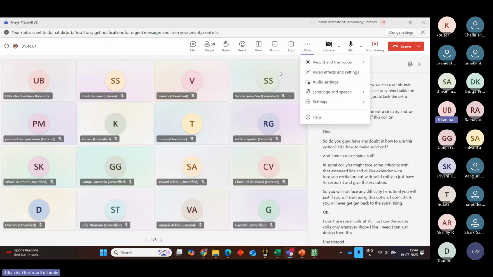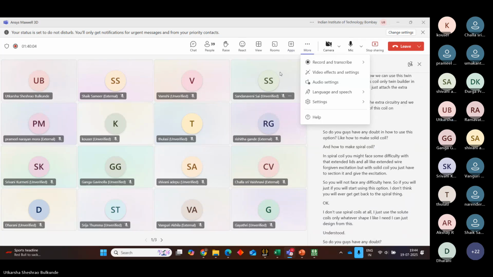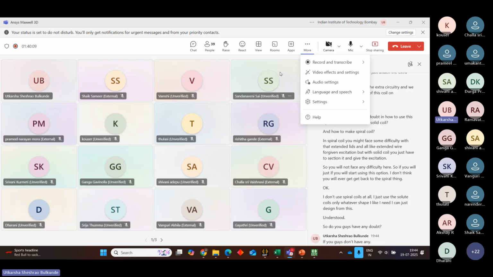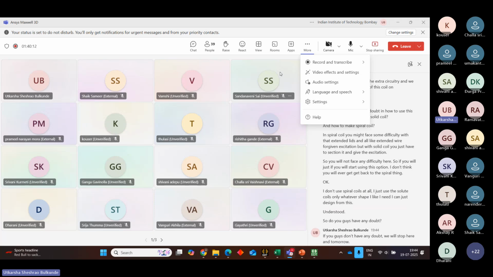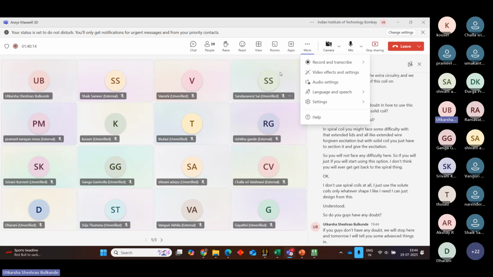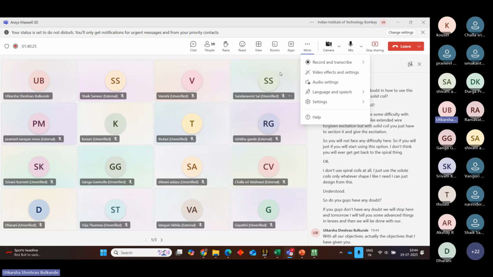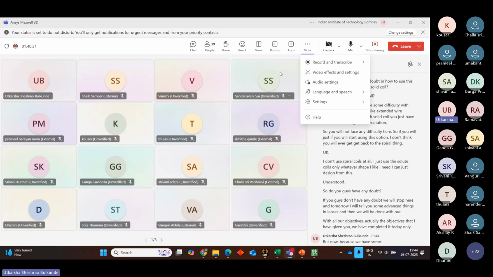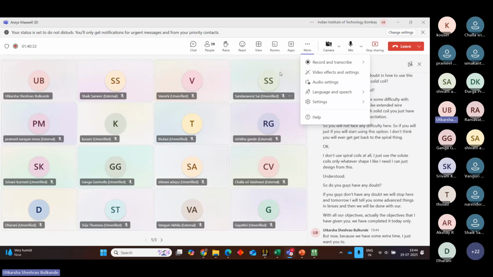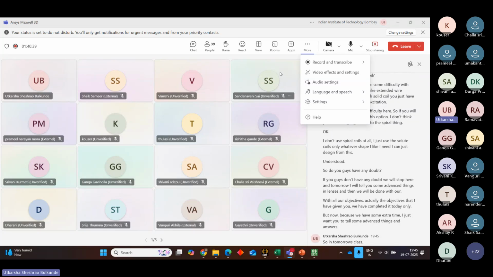So do you guys have any doubt? If you don't have any doubt, we will stop here. And tomorrow I'll tell you some advanced things in Ansys, and then we will be done with all our objectives. Actually, the objectives that I have given you, we have completed today only. But because we have some extra time, I want to tell you some advanced things in Ansys. So in tomorrow's class, we will do that. Okay?